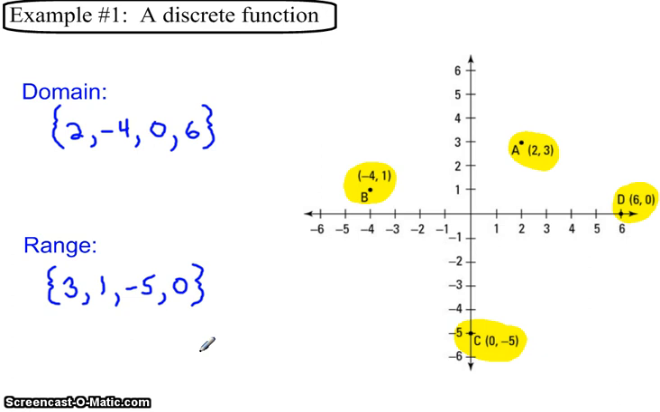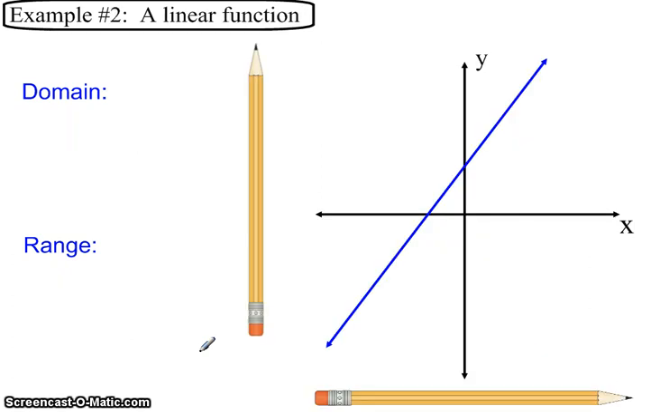All right, let's get to a more interesting example. Example 2 is a linear function. And this would be considered a continuous function because all the points are connected. So, again, take a second, draw a diagram that looks somewhat like this, and then unpause it.